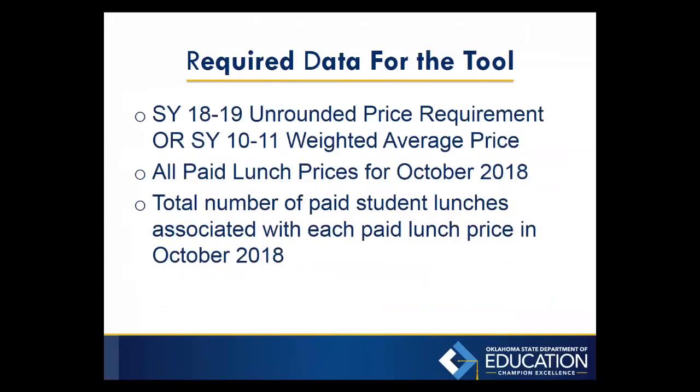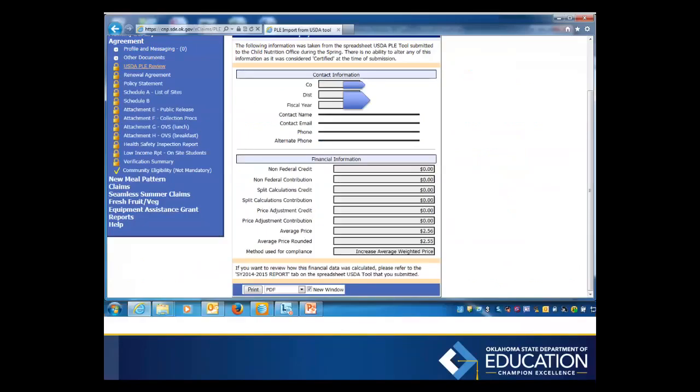And the number of paid student lunches associated with each paid lunch price in 2018. Remember, if you are a CEP, Provision 2 or 3, or completely non-pricing, you're exempt from completing the tool because you're not going to be charging full paid students for meals. I know some of you are looking at this and saying, that slide may be in error because that's the old e-claims. We're using cards now.